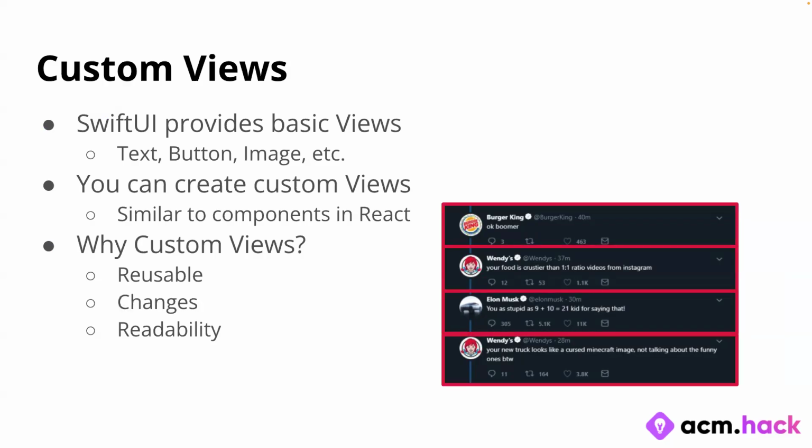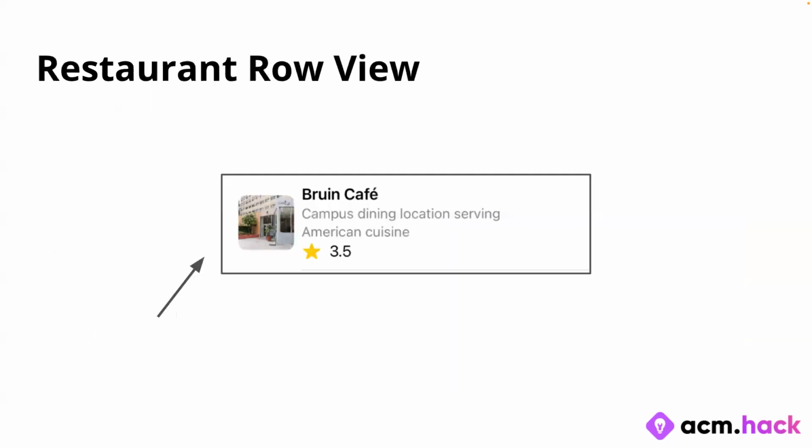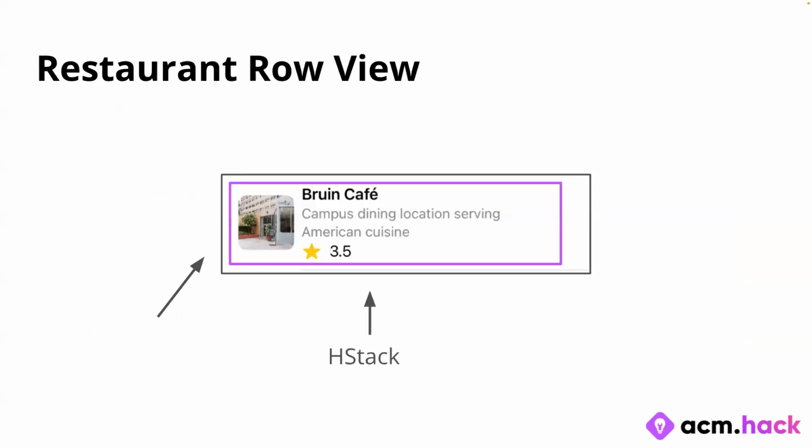And on the picture here, you can imagine each of these tweets and this thread of tweets being one custom view. And you might remember that we went through the restaurant row view last time. This is a type of custom view.